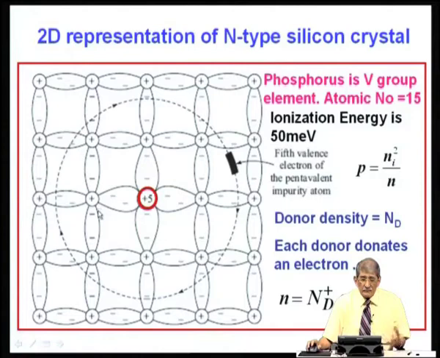So, it is hovering around that with a larger radius, and it is still around that. This is the orbit of that particular fifth electron, which would mean that it is very loosely bound to this parent atom.